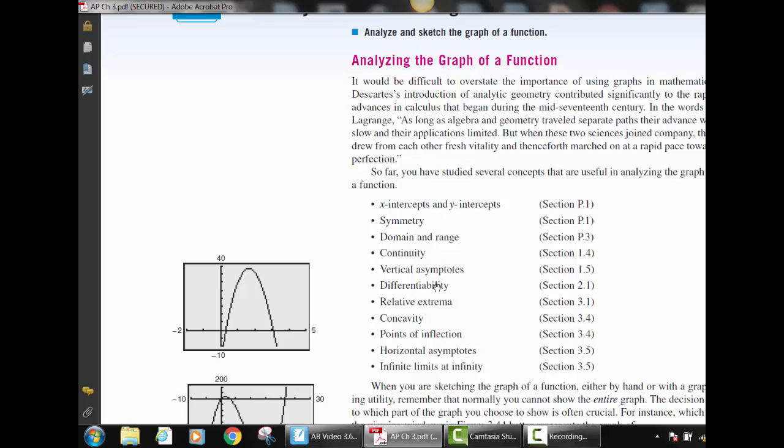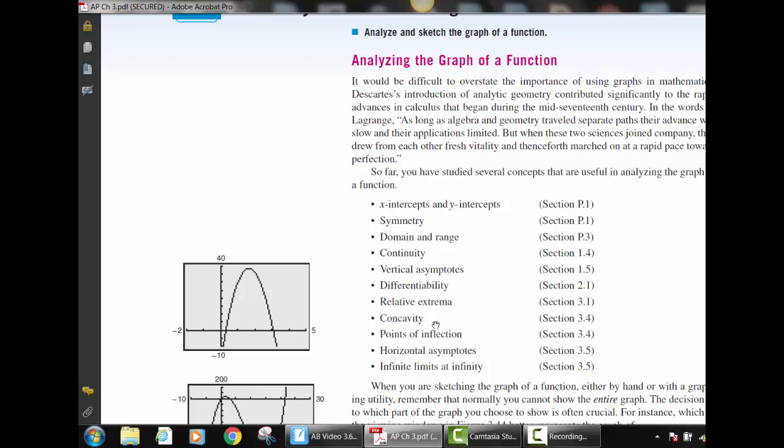Differentiability, are there any sharp turns? You don't really need to check because the sharp turns will come up when you have concavity, relative extrema. That's how you'll find your sharp turns. Relative extrema, of course, extremely important, the most important thing on these graphs actually, and that you use either the first derivative test, which will always work, or the second derivative test, which works most times.